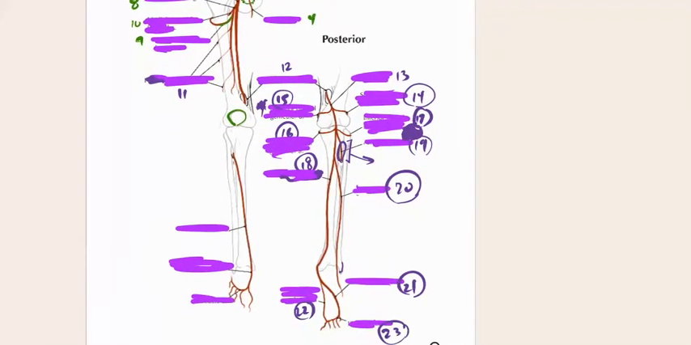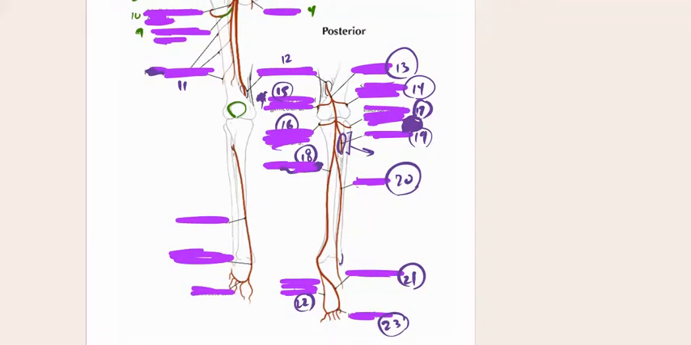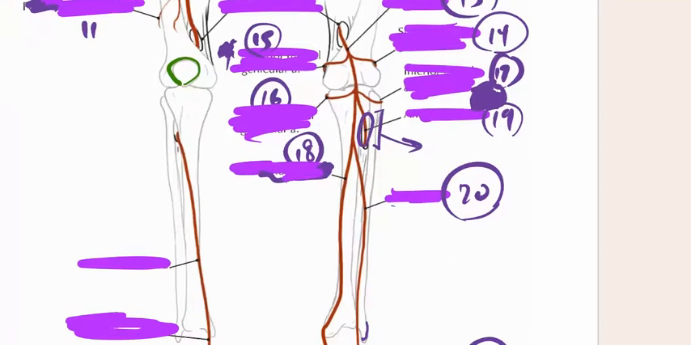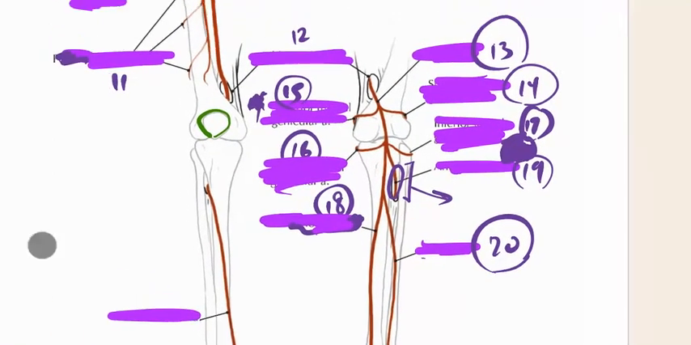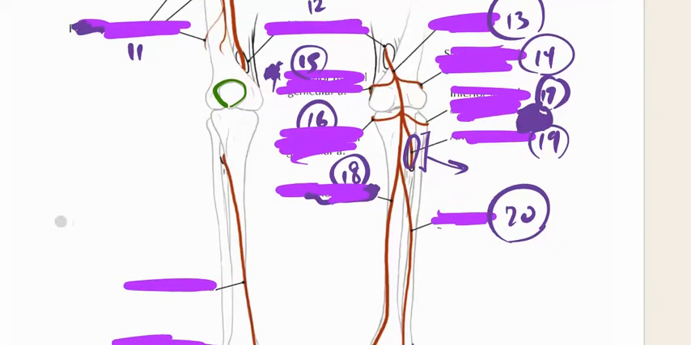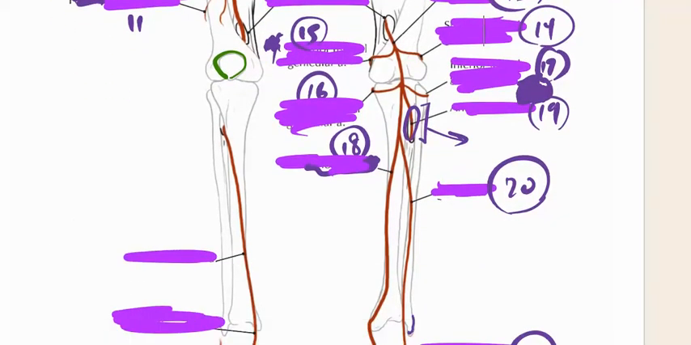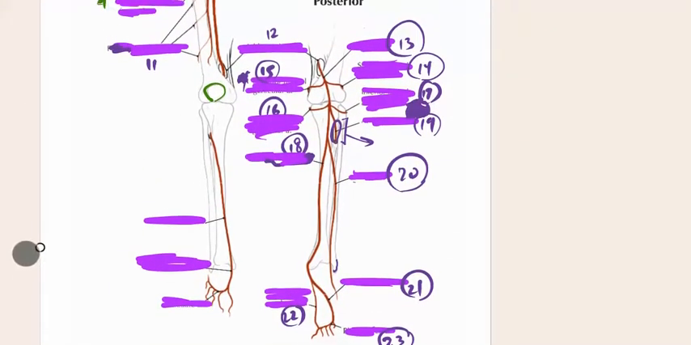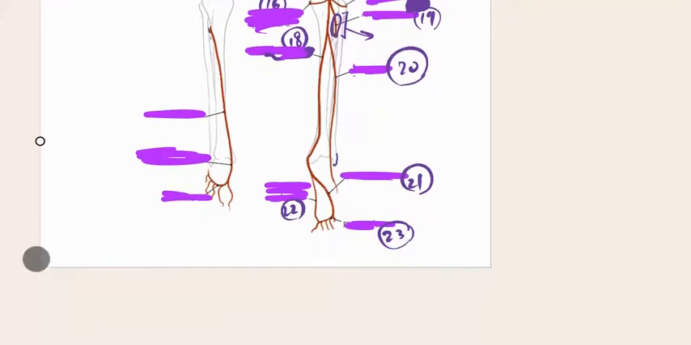Okay, Pablo, 13. What's 13? Where is 13? Isn't that the popliteal artery? I tried to come up with a mnemonic, but it didn't work. The popliteal fossa area, right? Yeah, that's popliteal. I knew it was with P.